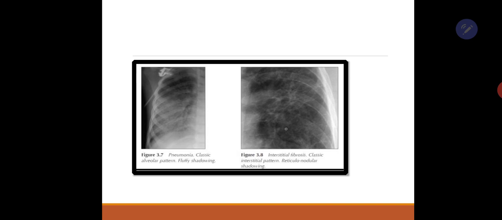And you can see the difference when there is interstitial fibrosis. There is no fluffy shadowing or patching. You can see this is the classic interstitial pattern, which is reticulonodular. This is the reticulonodular shadowing.